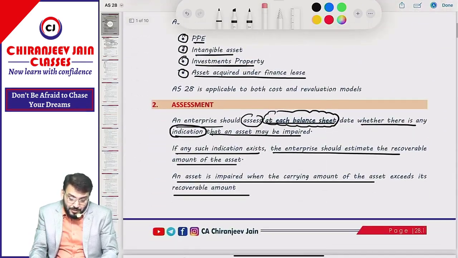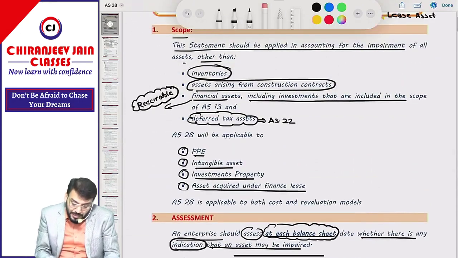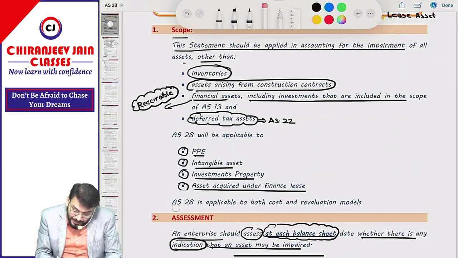A, B, C, D. So what again? AS28 in the first para. Come to the first para. AS28, what is given? Is applicable.